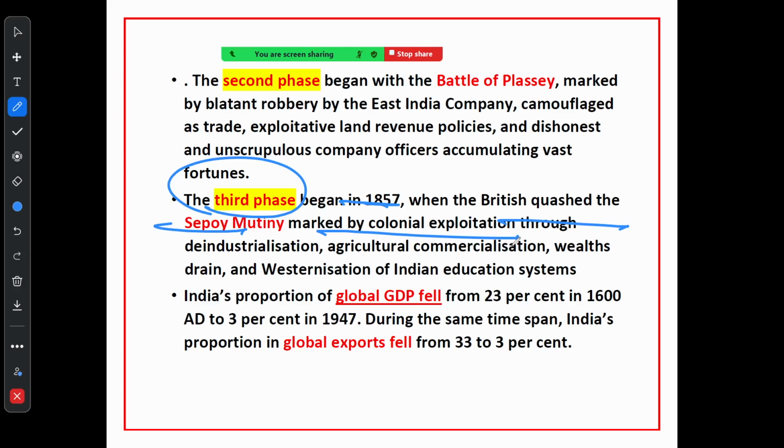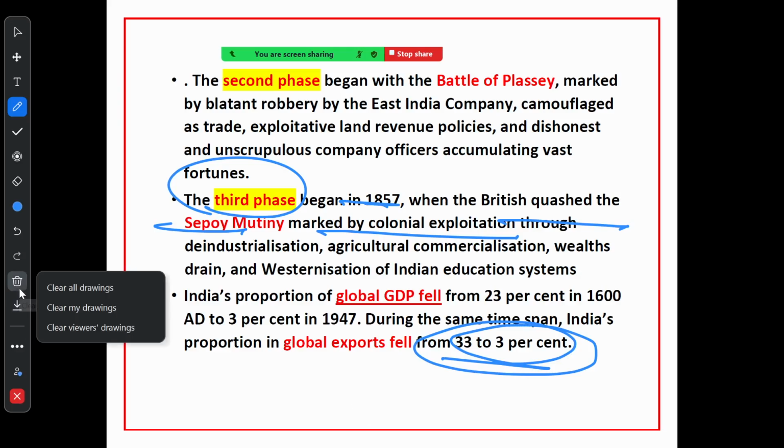The British made Indian students learn English and study British subjects, ignoring Indian history and culture. Because of all this, India went from being a very rich country to a very poor one. In just a few hundred years, India's share of the world's money and trade dropped from 33% to 3%. See, what a dramatic change, right? 33% to 3%. It is a sad story about how a powerful country took advantage of another.